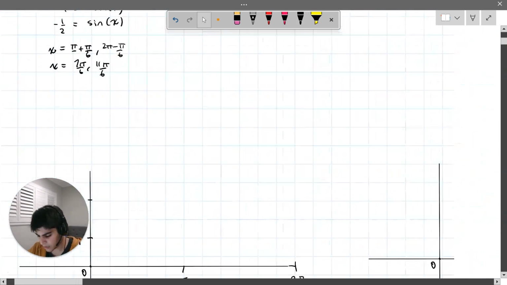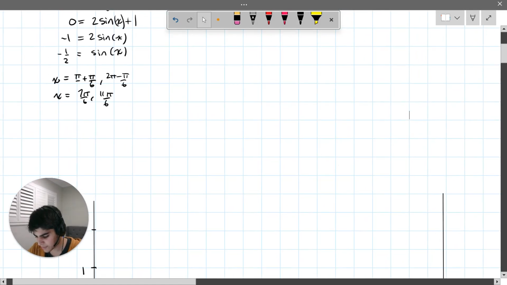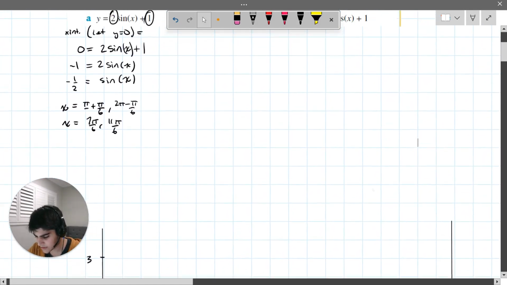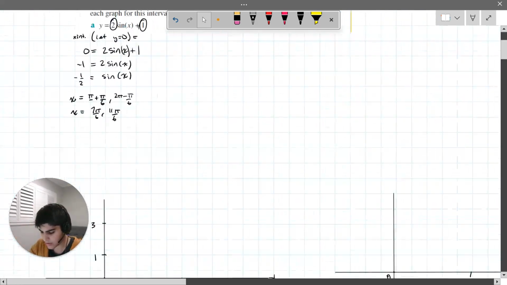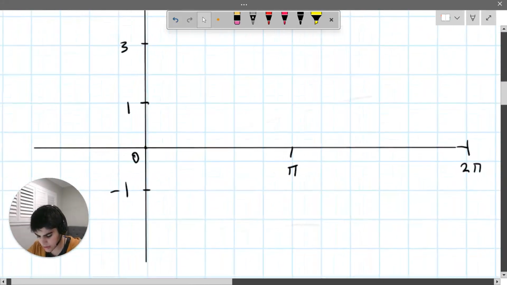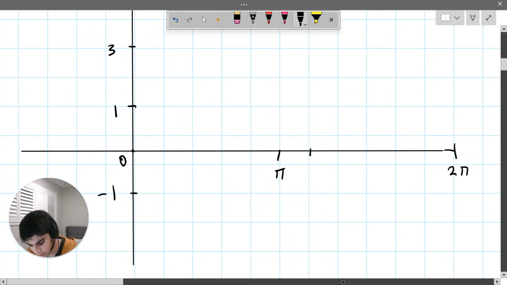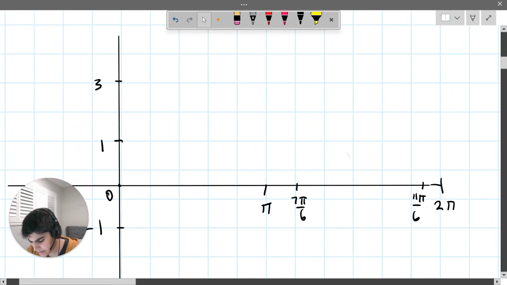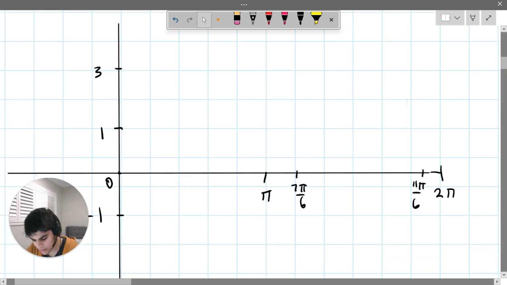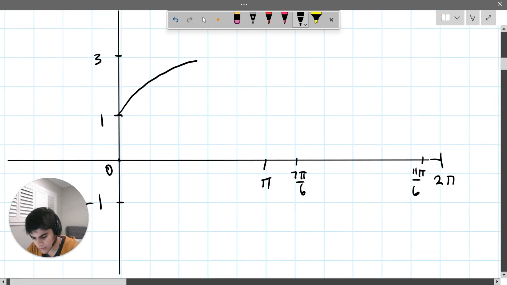Now we start from the origin and we've got two solutions, 7 pi on 6 and 11 pi on 6. And we have a period of 2 pi, yes. 7 pi on 6 is approximately here, and 11 pi on 6 is approximately here.